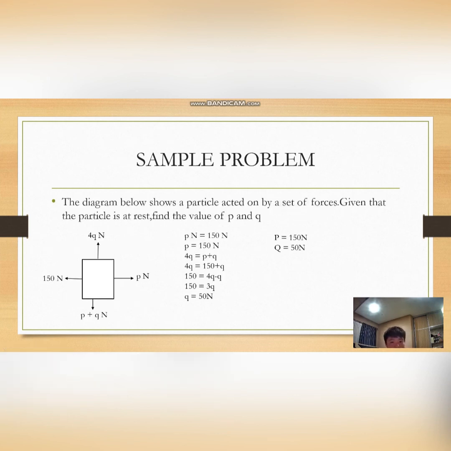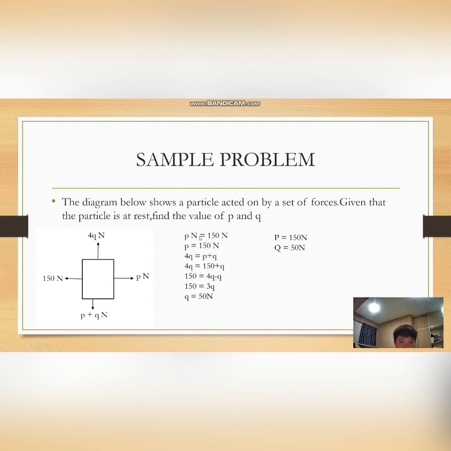Sample problem number 2. The diagram below shows a particle acted on by a set of forces. Given that the particle is at rest, find the values of P and Q. The top one goes up 4Q, the right one is P, the left one is 150 Newton, and the bottom one is P plus Q.